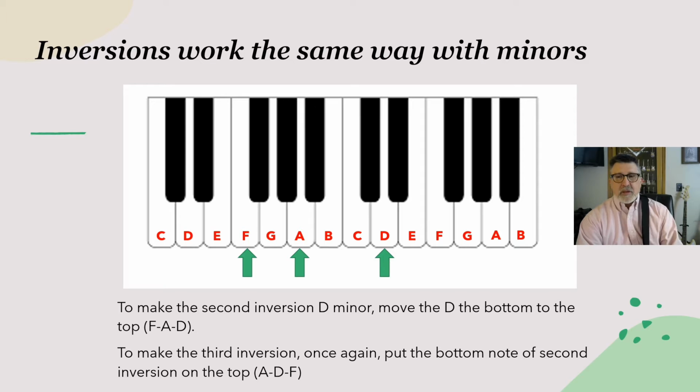Just like major chords had inversions, we can also invert minor chords the same way, where you take the lowest note in the chord, flip it up to be the highest note in the chord, and you'll have 3 inversions, exactly like you do with major chords. To make a second inversion D minor, you'd move the D up from the bottom to the top. That would be F, A, D. To make the third inversion, you would take the note on the bottom, move it up, and that would make A, D, F. Any combination of F, A, and D, that would all be D minor.